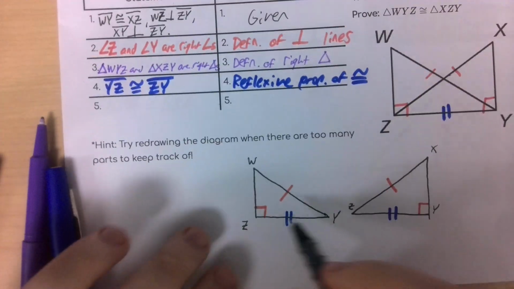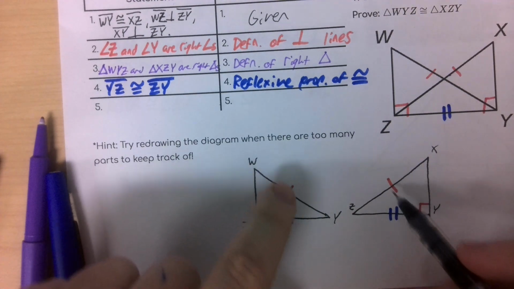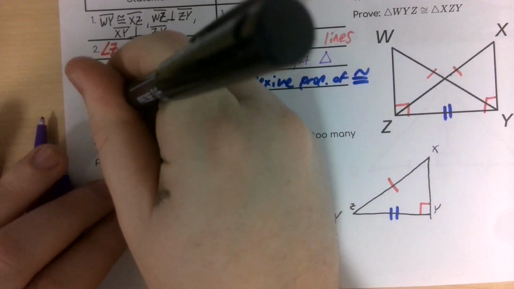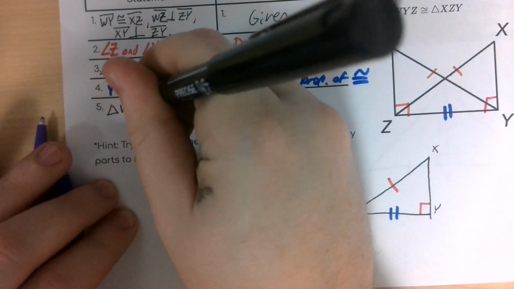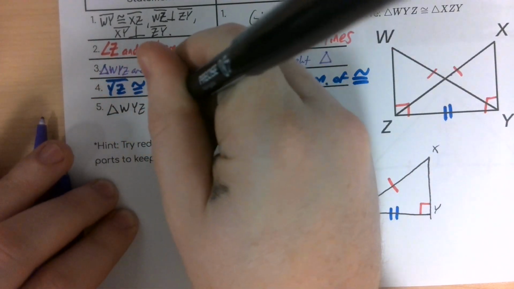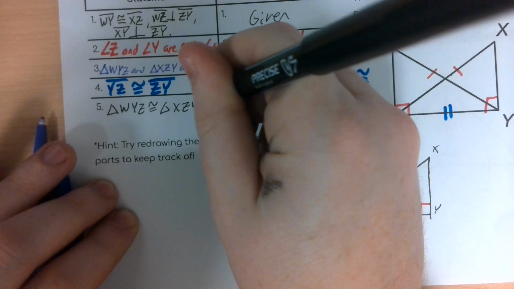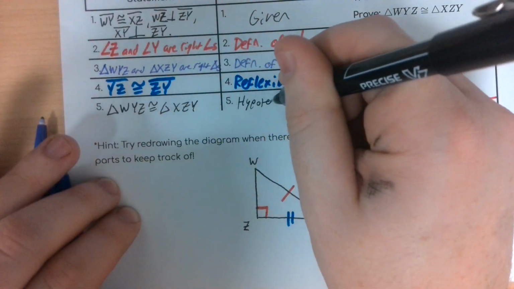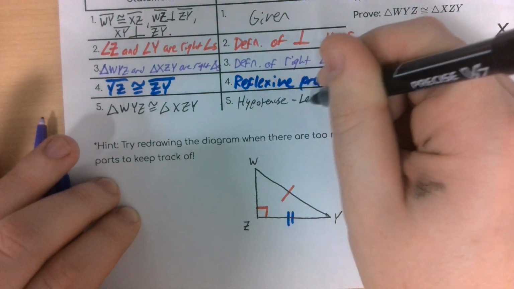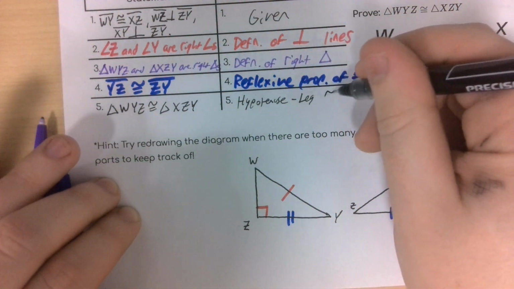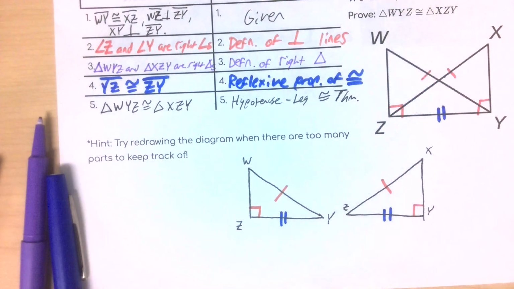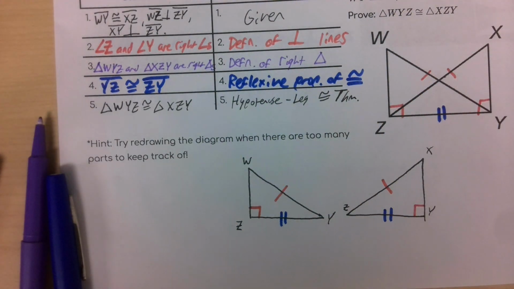That means that on both triangles, the hypotenuse and the leg are congruent. So we can say triangle WYZ is congruent to triangle XZY, and that's due to the hypotenuse leg congruency theorem. Done.